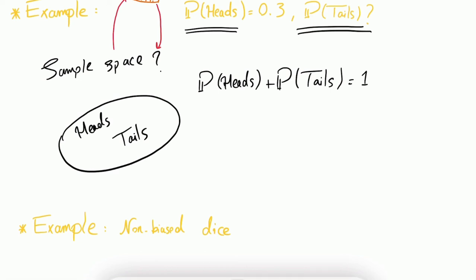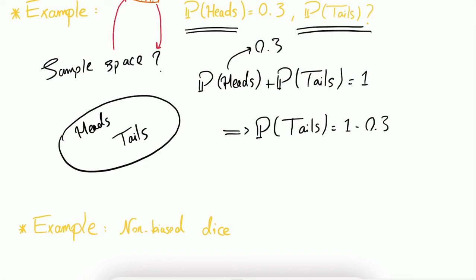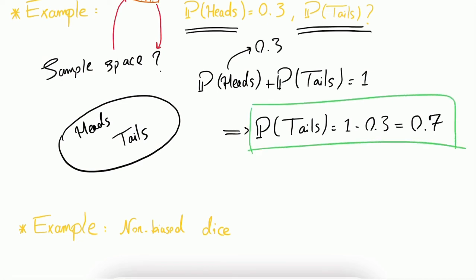And notice that we already have one of these two. We know that the probability of heads is 0.3. And this will simply provide us with the probability of tails, which will be equal to 1 minus 0.3, which is equal to 0.7. And just as simple as that, we've solved this question in probability.